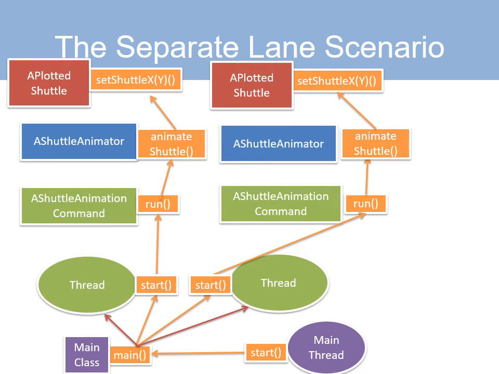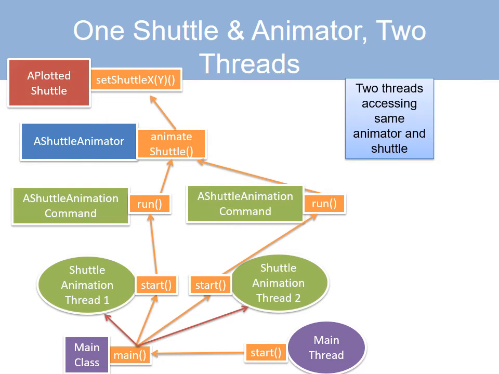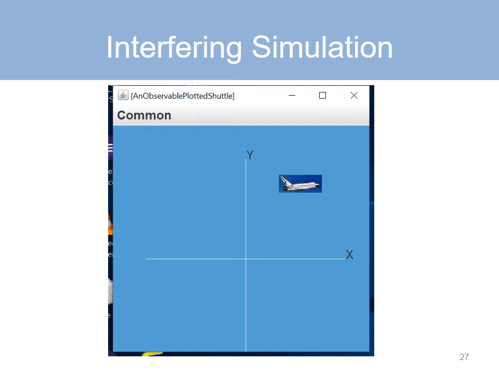That's the analogy. How to go and show this in an actual example. So the separate lane scenario is that we have separate shuttles, separate animators, separate command objects, separate threads, no interference. We don't have to worry about synchronization. What if we had two animators, a backseat driver and a front seat driver, trying to move the same object? Interesting things can happen. And I ask students, what do you think will happen? Which you see right here.